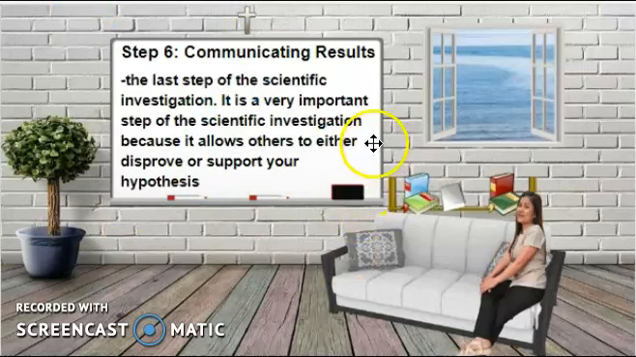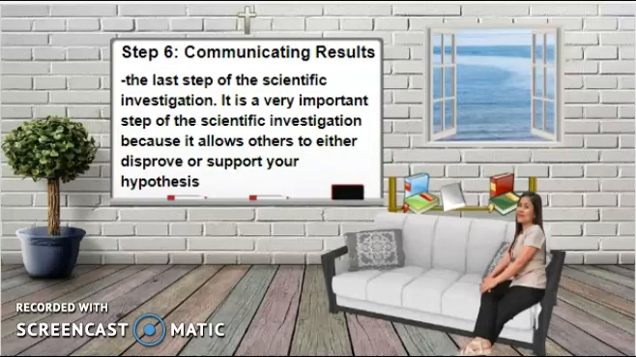And we have the last step of the scientific investigation, which is communicating results. This is a very important step of the scientific investigation because it allows others to either disprove or support your hypothesis. After Francesco Redi did his experiment, he also shared his results with his co-workers, other co-scientists.